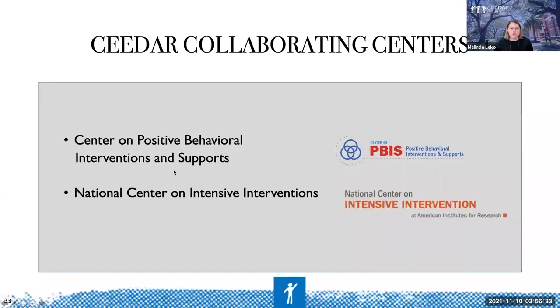Thank you. We wanted to point out that CEDAR, as an OSEP funded center, we are natural partners with other OSEP funded centers that have a lot of resources pertaining to what we talked about today, including the Center on PBIS and NCII, which is the National Center on Intensive Interventions. Really great centers to also support you in your work.